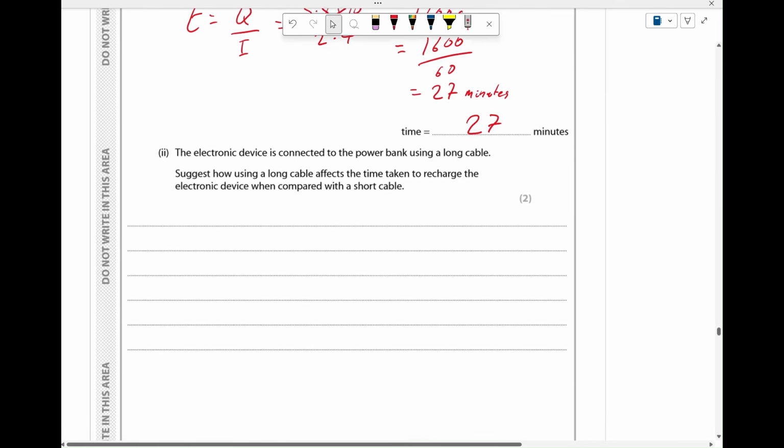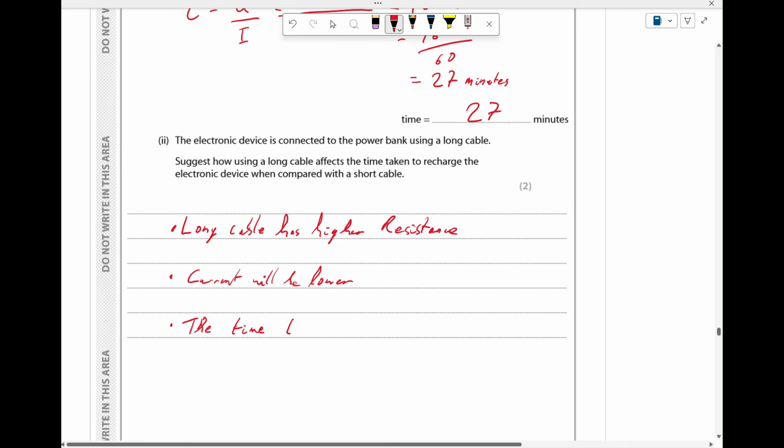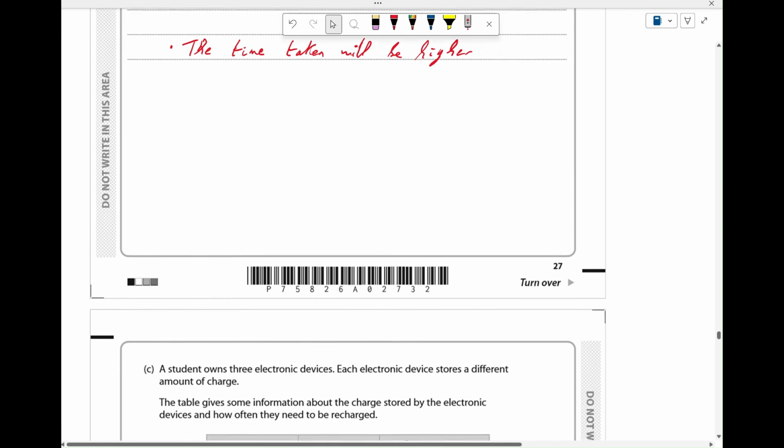Very good. Okay, the electronic device is connected to the power bank using a long cable. Suggest how this affects things. Well, a long cable has got more resistance. Okay, much more resistance. This means that the current will be lower. What's this mean? So the time taken will be higher. Very good.